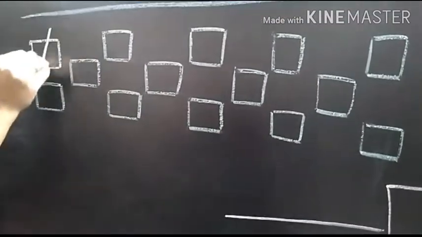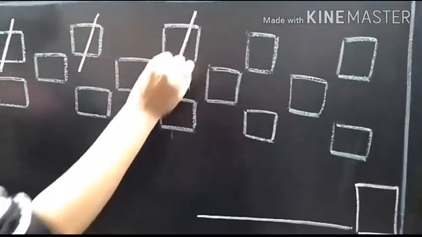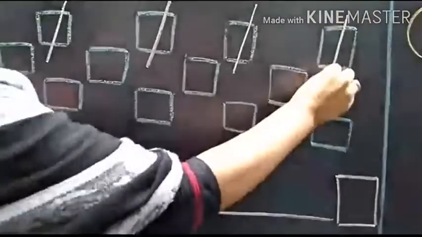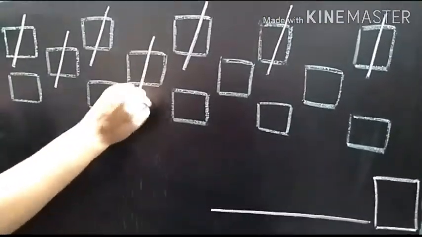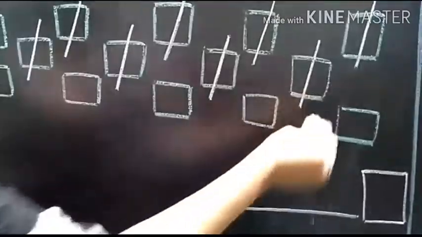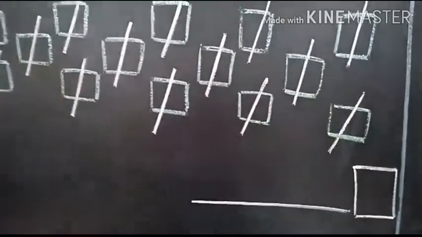You are with me, right? Come on, let's count. 1, 2, 3, 4, 5, 6, 7, 8, 9, 10, 11, 12, 13 and 14. So how many squares are there?